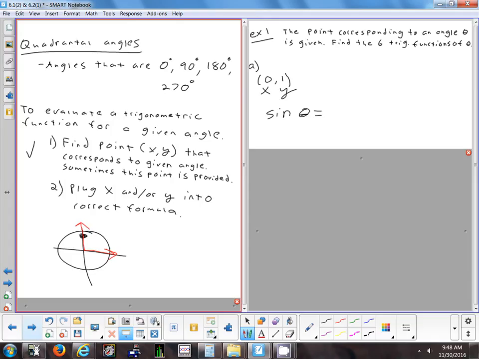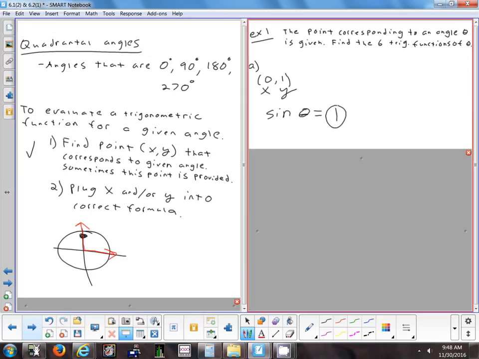Okay, so using this coordinate, what's the definition for sine? What letter is it equal to? Sine is equal to y. So the sine of this angle, whatever it is, pretend we don't know, the sine is 1. Okay? How about the cosine? What's the definition for cosine? X. It's the x. What's the x in this case? 0. So whatever that angle is, I don't know what it is, it has a cosine of 0.